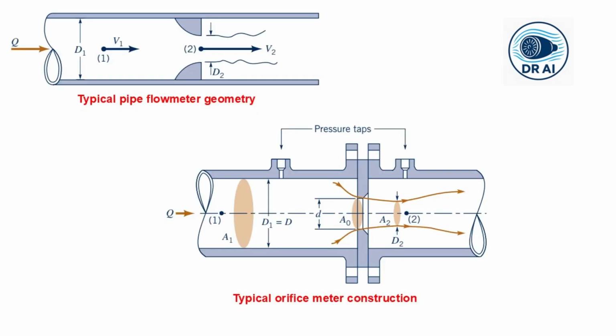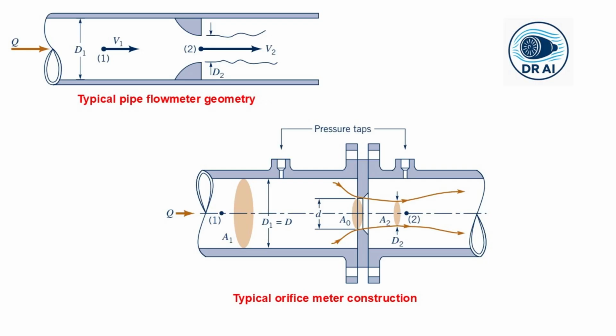So the core principle is that if we look at this particular figure, you have a pipe with a flow somewhere along its length. You deliberately install a restriction. You make the area smaller. Now what happens? To get the same mass flow through the smaller area, the velocity must increase.